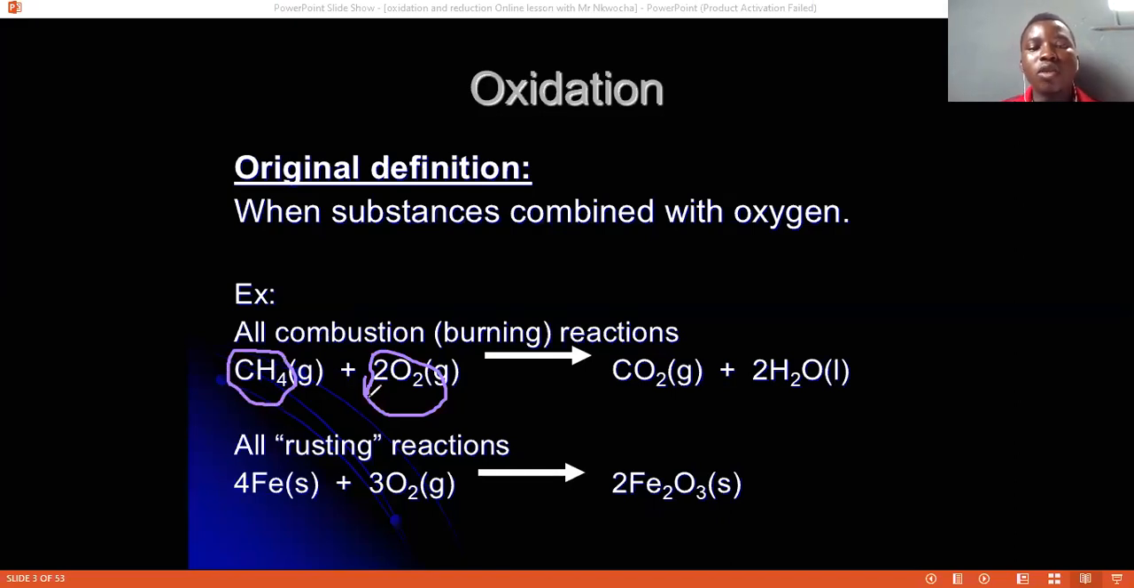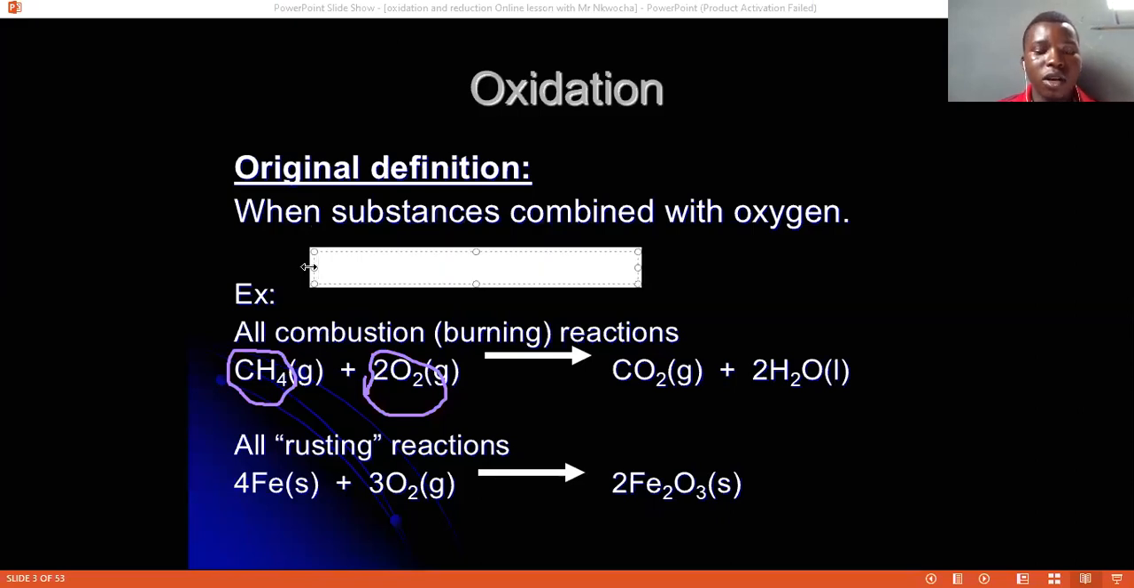So methane removes oxygen. You can see it removes oxygen in this reaction now. So methane is the one that is removing oxygen, so that's the reducing agent. While oxygen is the one that is supplying the oxygen itself as oxidation. So we have some other reactions that you can see here.